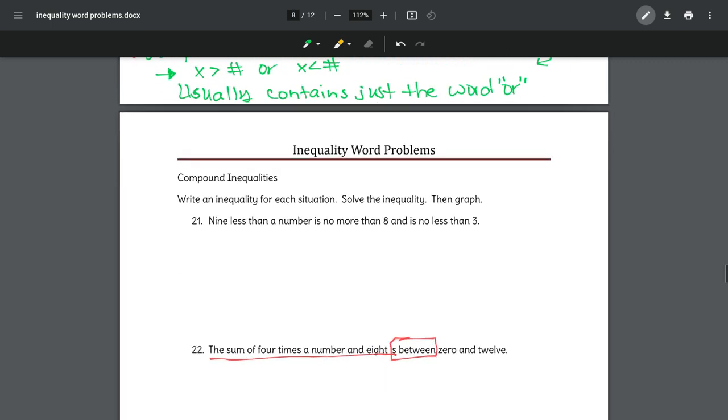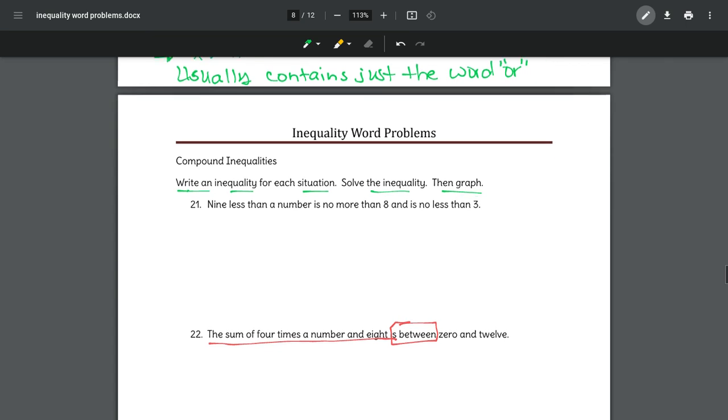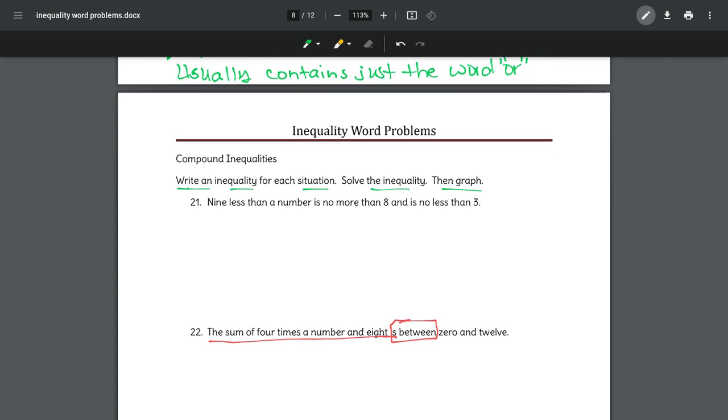All right, let's look at the first one. Number 21 says write an inequality for each situation. Solve the inequality, then graph. If you look at number 21, it's very wordy. It says 9 less than a number is no more than 8 and no less than 3.